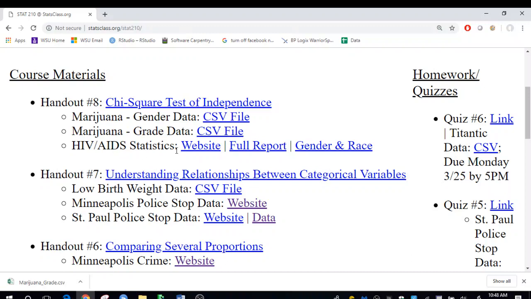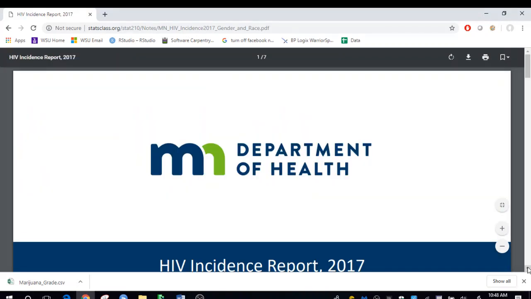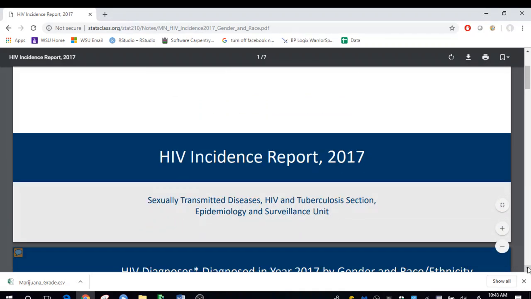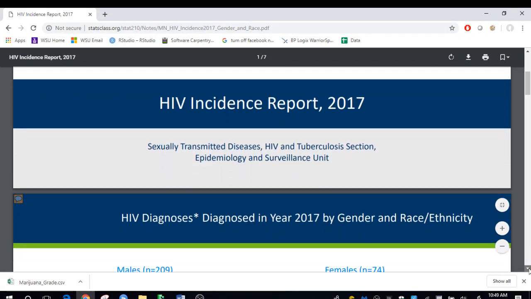So some of the things that we could look at here, so again, this is for the state of Minnesota. If you look at some of the stuff on gender and race, so let me click on that. And again, this is a report that's provided by the Minnesota Department of Health. And this looks like it's from 2017. I just looked in the 2018 data. They're going to provide that here, I think, next week. So the 2018 data isn't quite ready yet. So we'll just use the 2017 data.